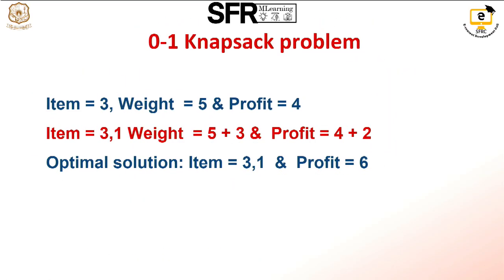Here for the first derivation, we choose item 3 whose weight is 5 and profit 4. The second derivation, item 1, whose weight is 3 and profit 2. So the weight is 5 plus 3, and the profit is 4 plus 2. So here the optimum solution is items 3 and 1. We can put items 3 and 1 in the knapsack, and the maximum value is 6.